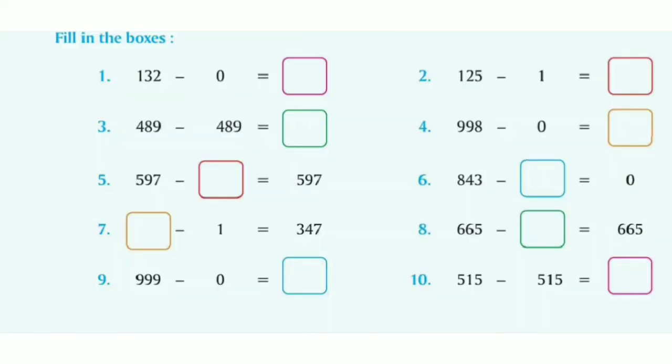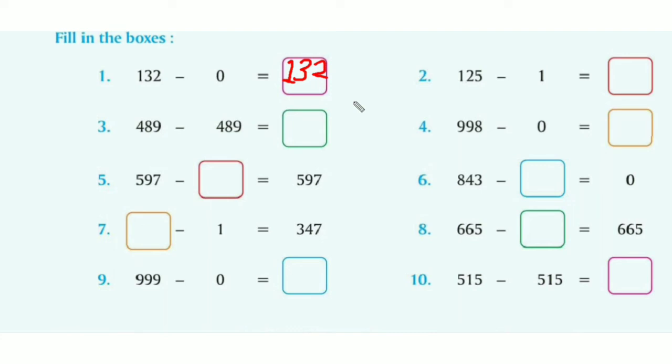Now let's see some examples of properties of subtraction. Now see the first one. 132 minus 0 equal to what? Whenever we are subtracting 0, that number remains same. That means our difference is that number itself, that is 132.